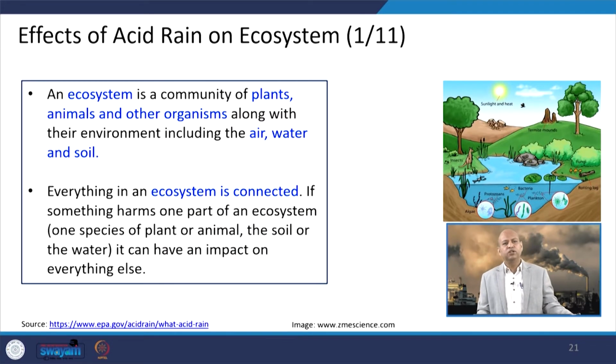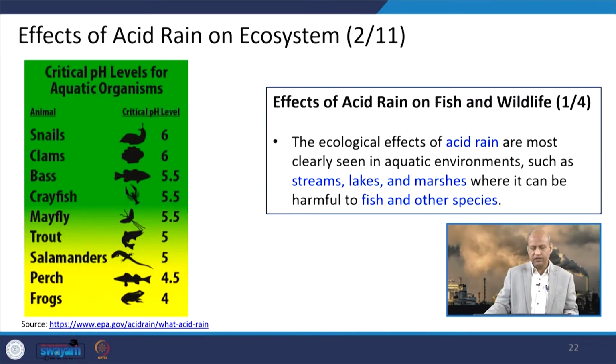If we talk about the ecosystem, then this ecosystem is nothing but the community of plants, animals and other organisms along with their environment, including air, water and soil. So, everything in the ecosystem is well connected with each other. If something happens to one part, if it is harmed, then the other parts can get affected negatively, because they are interdependent. Like in the food chain, if one animal or plant is destroyed, then the whole chain can be completely disturbed. So, that is the characteristic of an ecosystem.